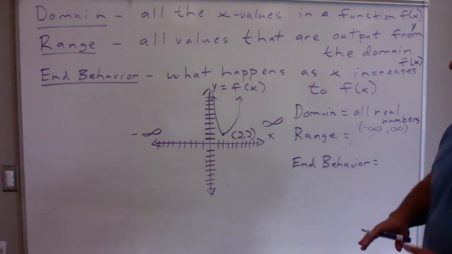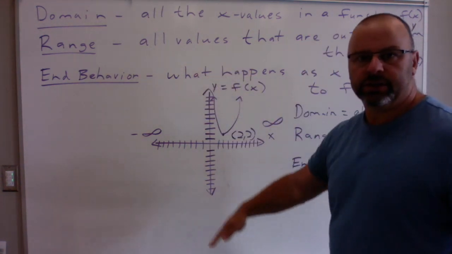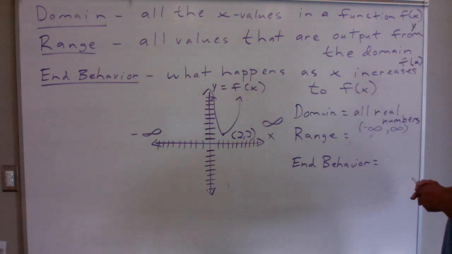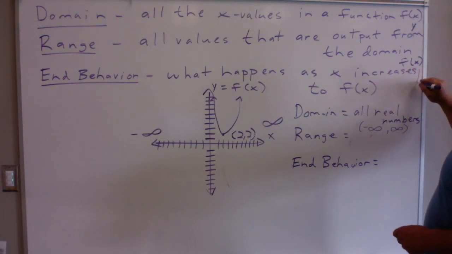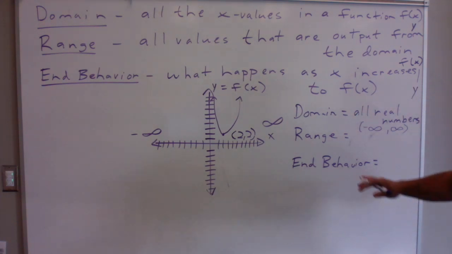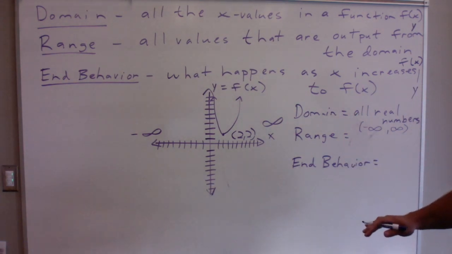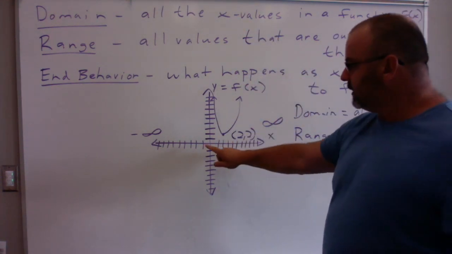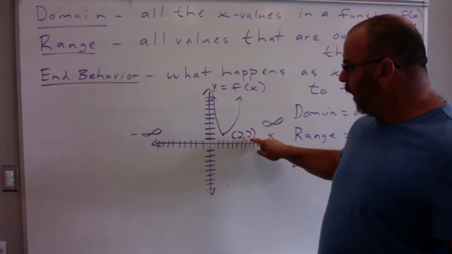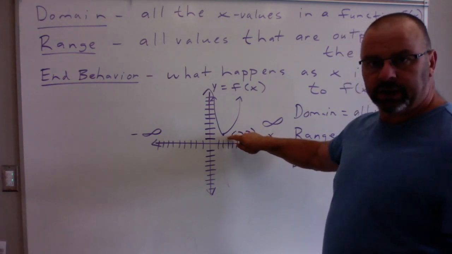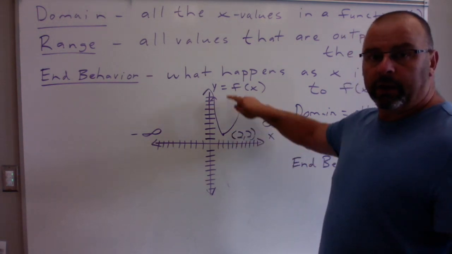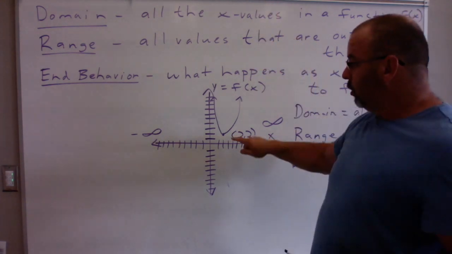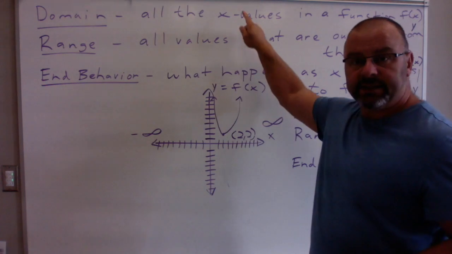The range is the y values, okay? All the values of the output from the domain, which is f of x, which is also known as y, okay? The range here, okay, is going to be how low or how high these can be. Well, as you can see, 2, 2, the y value is 2, so the lowest it can go is 2. And how high can it go? It goes up forever and ever. So it goes from 2 to positive infinity.